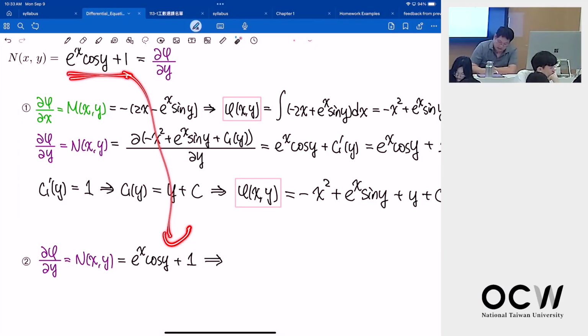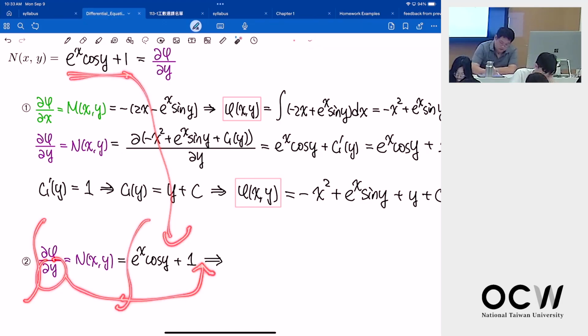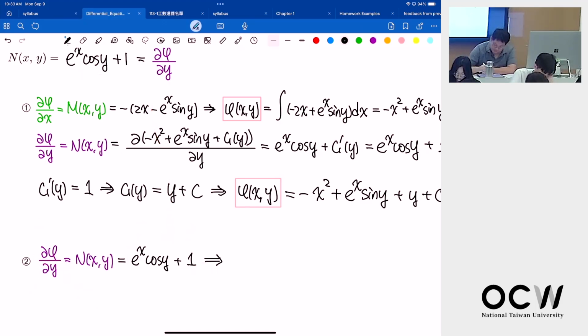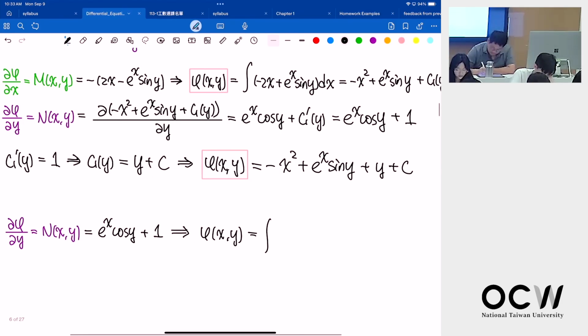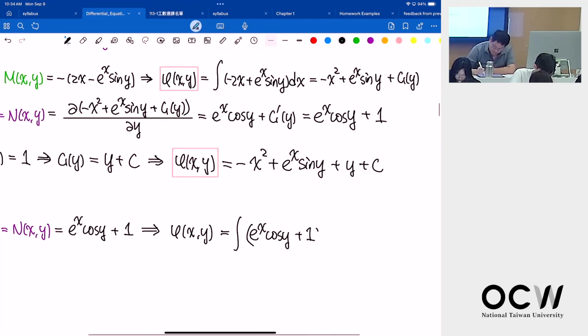And then you can put the dy here and then take the integration. So your potential function will be the integral of e to the x cosine y plus 1 dy. Okay, this is your potential function.